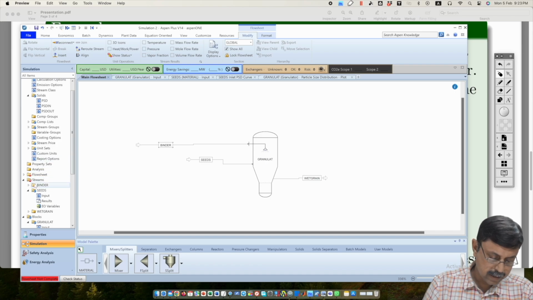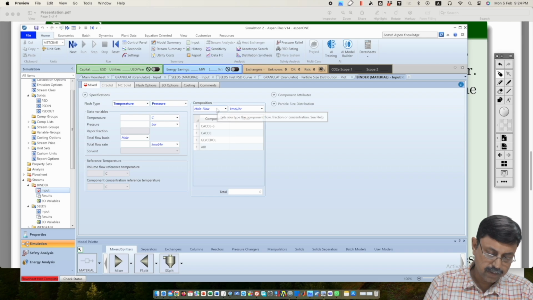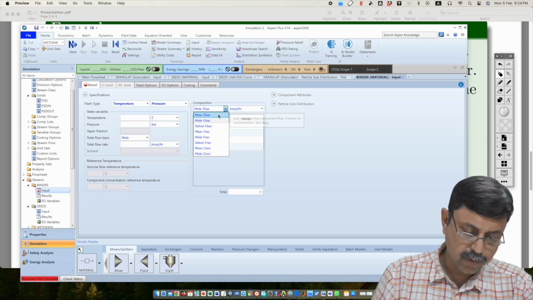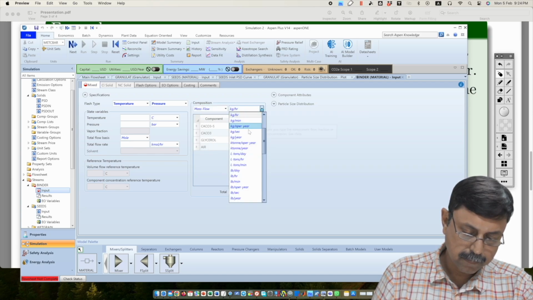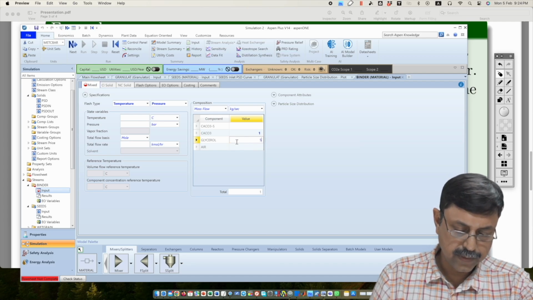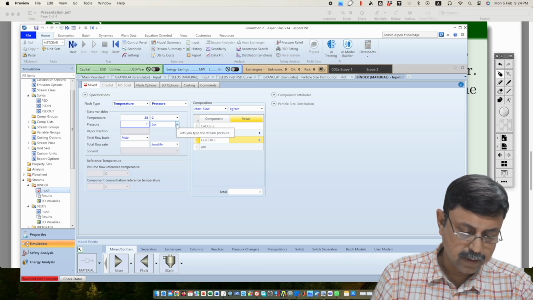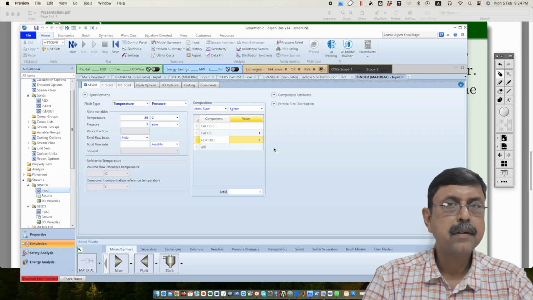Now go to binder and provide the inputs. What is the binder? Go back over here. Spraying a mixture of glycerol 5 kg and calcium carbonate 1 kg per second, 25 degrees centigrade and 1 atmosphere. Okay. So 5 kg and 1 kg. So it is mass flow rate, kg per second. This is 1 kg and this is 5 kg. This is 25 and this is 1 atmosphere. Okay, so the binder is defined.